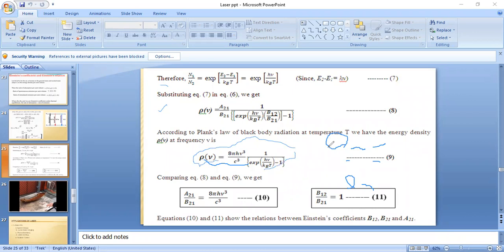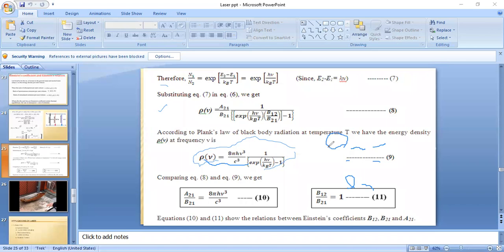When you compare these two equations, equation 8 and 9, you can conclude that A21 by B21, that means the ratio between the spontaneous emission process and the stimulated emission process, should be equivalent to 8 pi h nu cube by c cube. What is that nu? It is the frequency emitted by the lasing system. c is the constant speed of light, h is the Planck constant, and pi is a constant. All remaining terms are constants except nu.